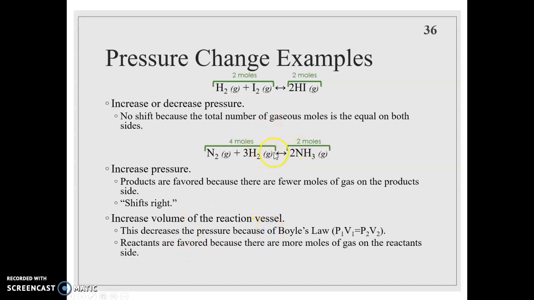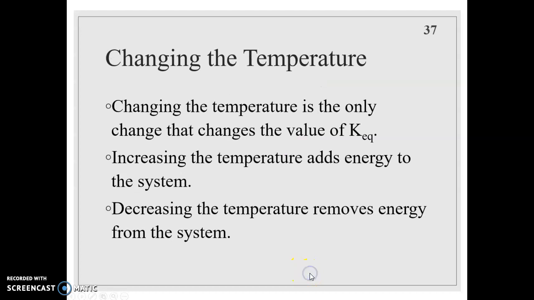So if you increase the volume, that's going to cause reactants to be more favored, because opening the container or increasing the size of the container means there's more space for these 4 moles to occupy, so there's less advantage to fitting the gas into a smaller space like the 2 mole side. So that is going to result in a shift left.